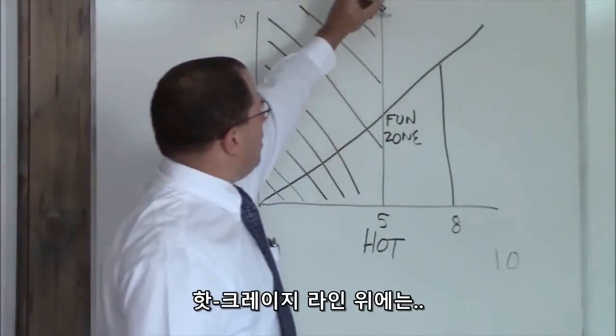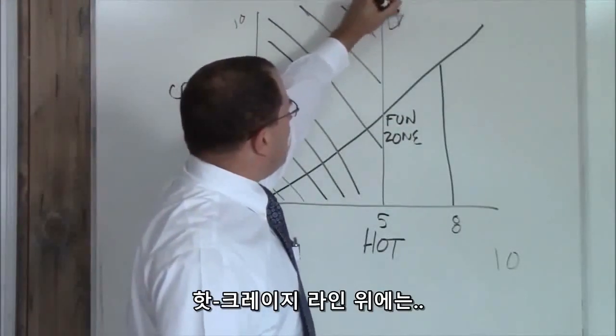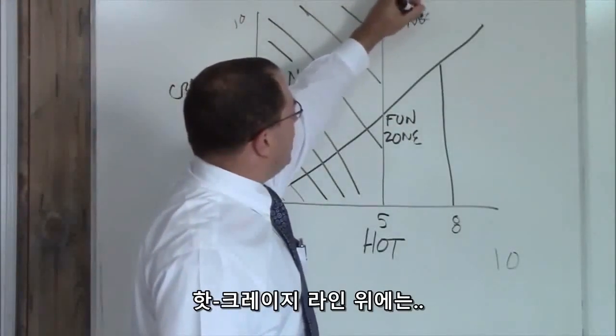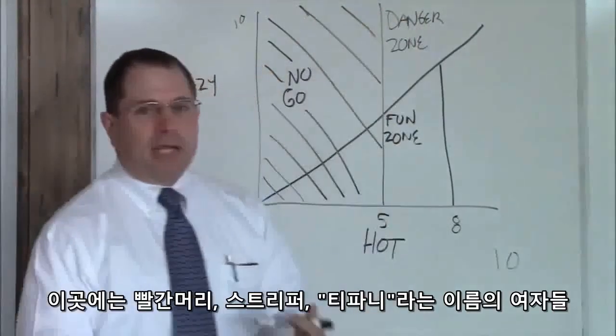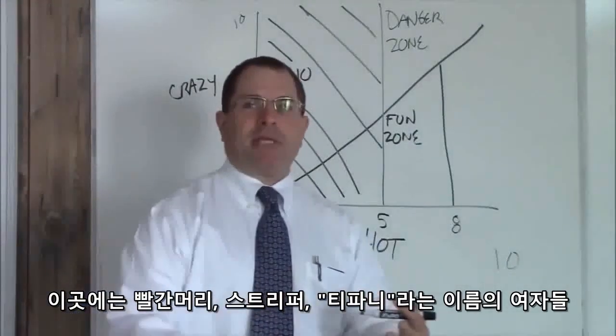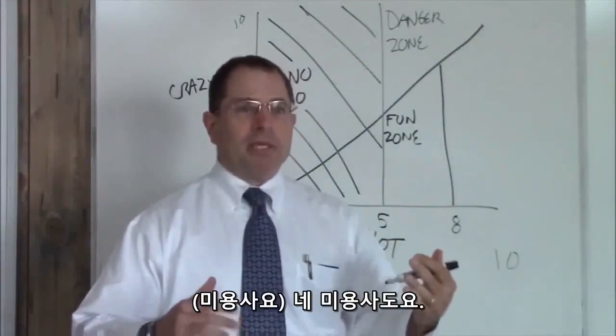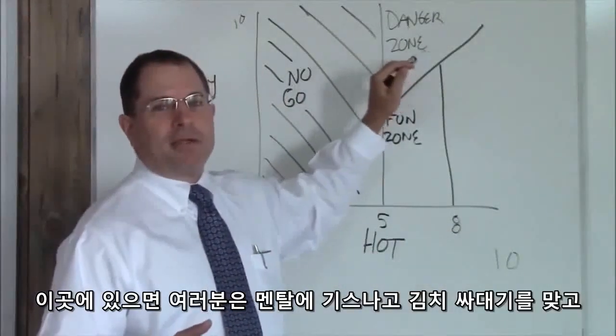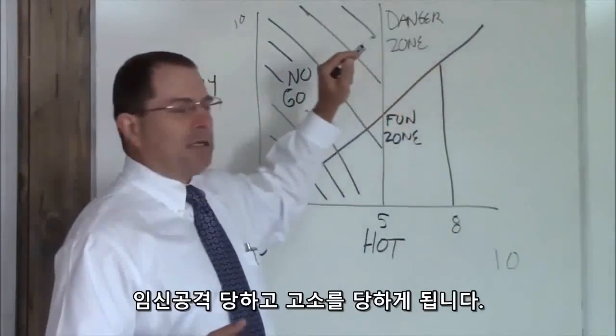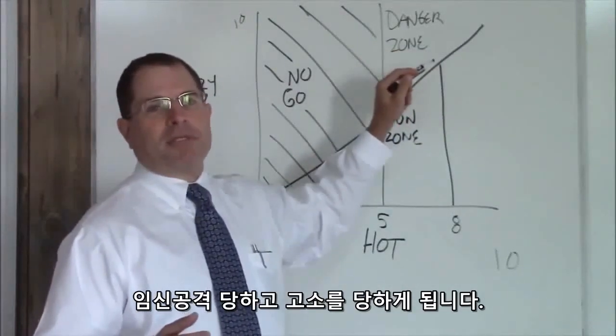Above the crazy line, we have the danger zone. This is your redheads, your strippers, anyone named Tiffany. This is hairdressers. This is where your car gets keyed. You get a bunny in the pot. Your tires get slashed, and you wind up in jail.